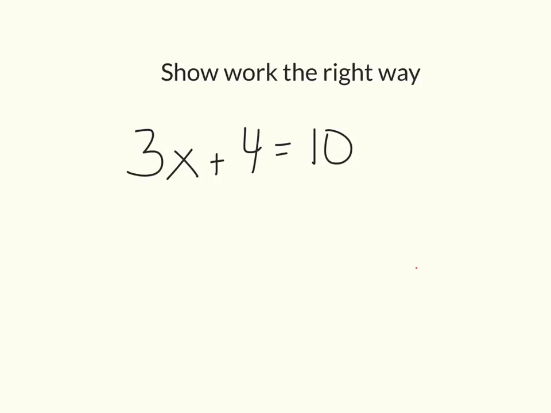When I look at this problem, I see that I've got two things going on. I've got a multiply 3 and I've got an add 4. I'm going to remove the most simple operation first, which is add 4. The opposite of add would be subtract. So I'm going to subtract 4 from both sides.